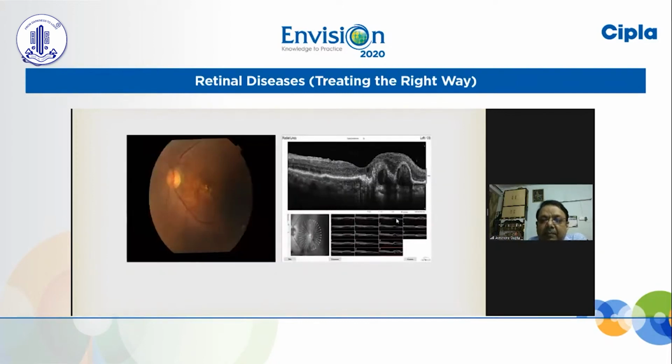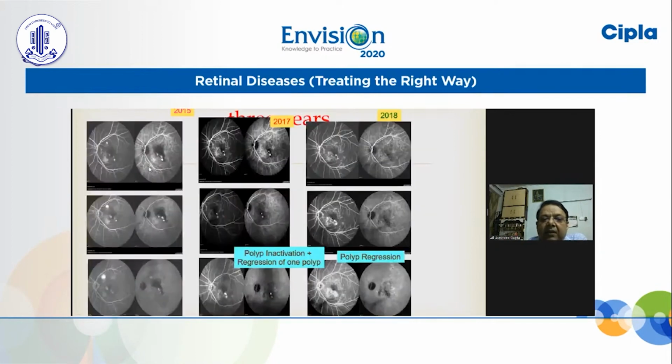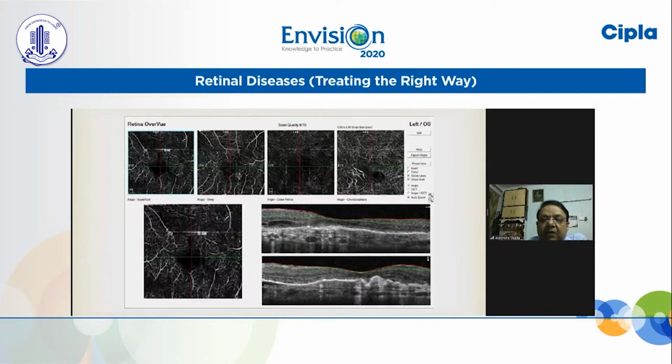You can see a double hump PED with fluid in exudative AMD. And if we do an ICG, you can see nice polyps here. On giving injection, these polyps have regressed. There is an inactivation of polyps and they are regressed. But the moment we go on to OCTA pictures, we are not able to see any polyp in this OCTA picture. What is wrong? We cannot diagnose polypoidal choroidal vasculopathy with OCTA.